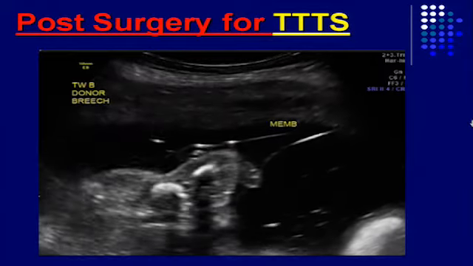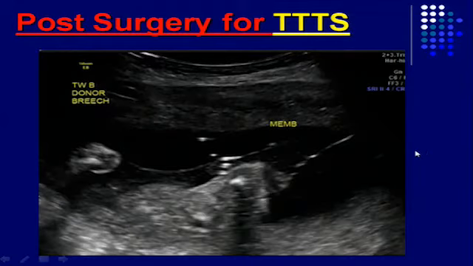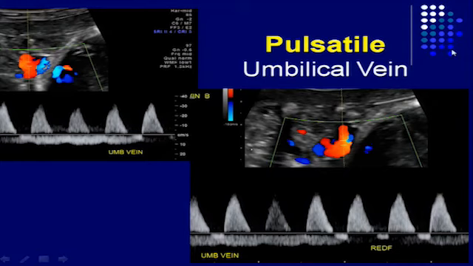So after they've done the surgery, we follow them every day for the first couple days just to make sure that there's no rupture of the membrane and that the baby's reaccumulating the fluid and that it's starting to move that membrane away, and make sure the size of the bladder, the stomach, and the Dopplers. So pulsatile umbilical vein is one of the things we look at also.